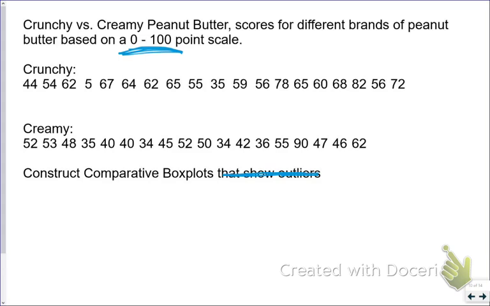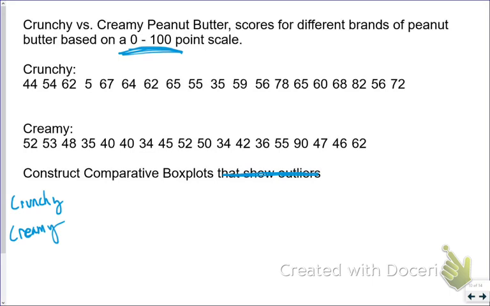Okay, so what you do is you make one number line, but you also need to clearly label which plot is which. I like to make mine going horizontal. Some computers like to do it vertically. Just whatever your preference is, go with it. I learned horizontal, so I make my comparative box plots horizontally.